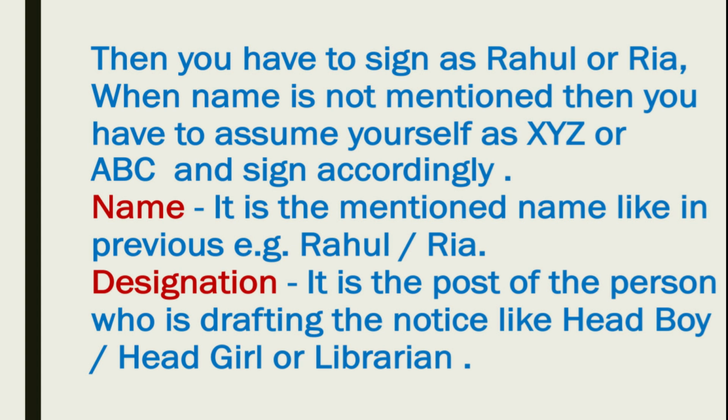Then comes name. It is the mentioned name. Like in the previous example, in the question, if it is Rahul or Riya, you will mention your name accordingly. Then comes designation. It is the post of the person who is drafting the notice, like head boy, head girl, or librarian.